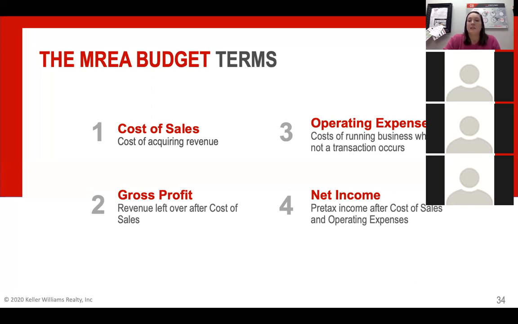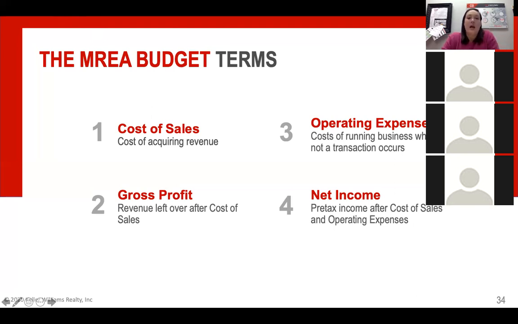And that's why it's vital to be at a company that caps, because you're not looking at the split, you're looking at the cap, which allows you to look at your net, right? Your gross profit is the revenue left over after your cost of sale. Your operating expenses are your cost of running business, whether or not a transaction occurs.